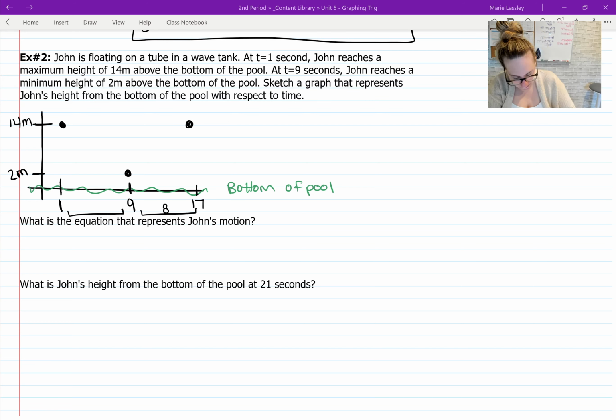We needed that. All right, now we also need to figure out what our midline is. So our midline is going to be this line right here. So we need to figure out what point is between 14 and 2. So we add and then we divide by 2. So 14 plus 2 divided by 2, that's 16 divided by 2, that is 8. Yes, I think so.